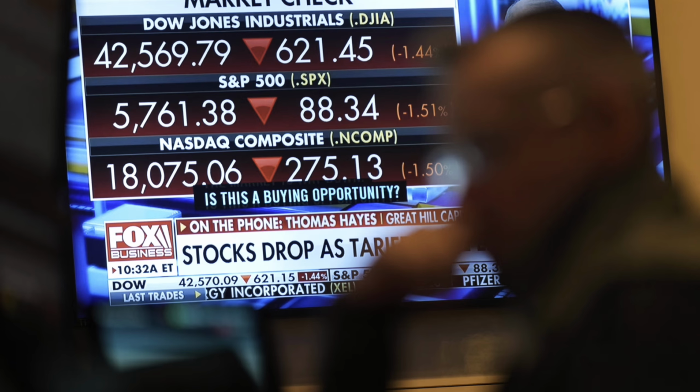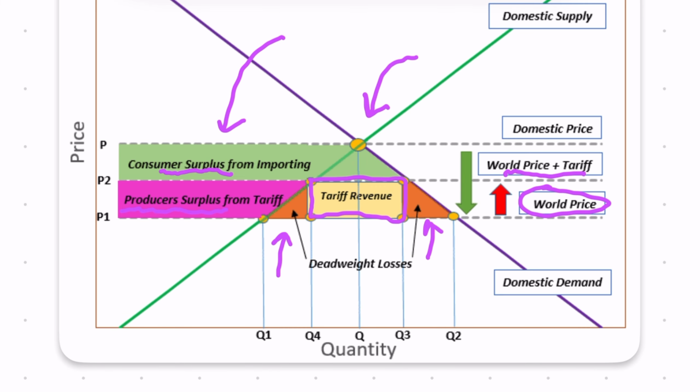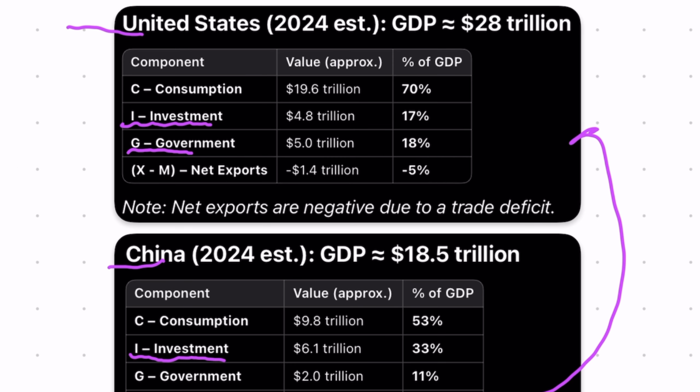Now, of course, this will also have a negative impact on the United States. As we mentioned in the beginning, this will reduce consumer surplus and create deadweight loss in the economy. However, theoretically, this will raise some tax revenue and increase the producer surplus. It could also drive up domestic investment of new facilities, infrastructure, along with government spending if the government wants to use that tax revenue to have a positive impact on the economy.